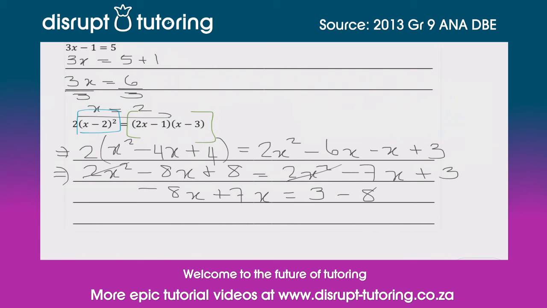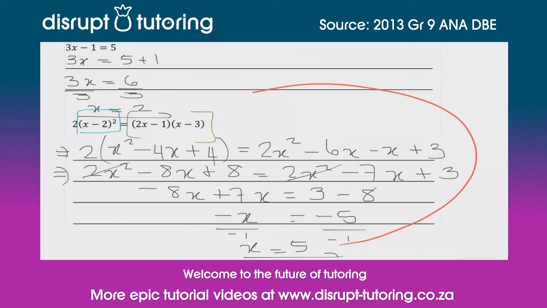And now I can simplify both sides. So on the left-hand side, I've got minus 8x plus 7x, and that's going to leave me with minus x. And then on the right-hand side, I've got 3 minus 8, which is going to give me minus 5. Now I'm going to divide both sides by this negative 1 that's in front of the x. So I'm going to divide by negative 1 on both sides. And that means my final answer is going to be x is equal to 5. And that gives me that final answer. And then if you plug that back in, you'll be able to check that it is the right answer.